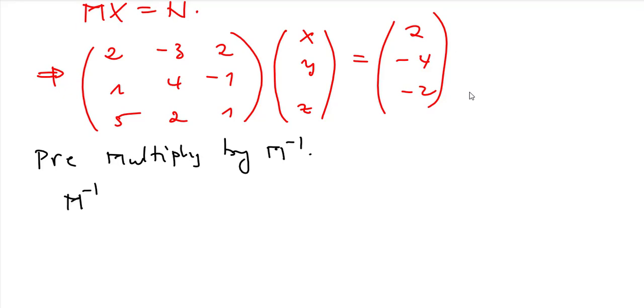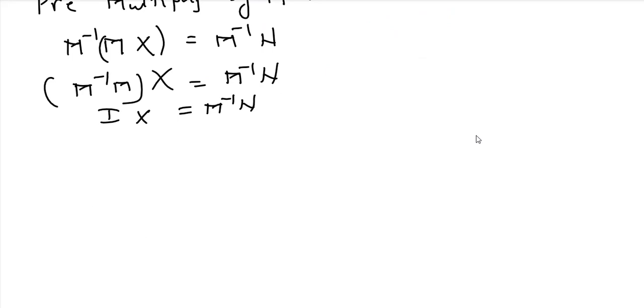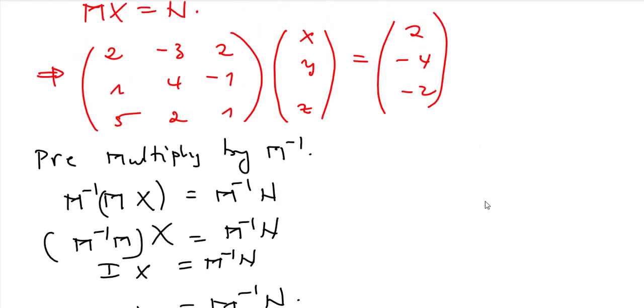So it means we have M inverse times M times x, which will be equal to M inverse times n. But notice this is the same as M inverse times M, all of that times x, which will be equal to M inverse times n. But M inverse times M, we saw that it gives the identity matrix times x, which is equal to M inverse times n. And the identity matrix times any matrix is that matrix, so x will be equal to M inverse times n. So we are going to use that property.